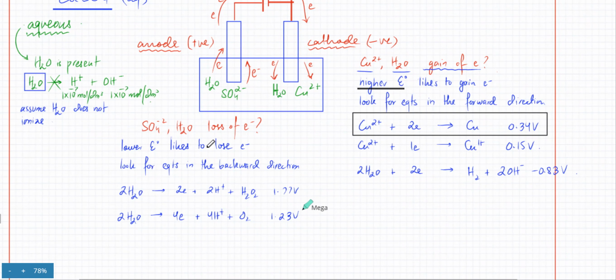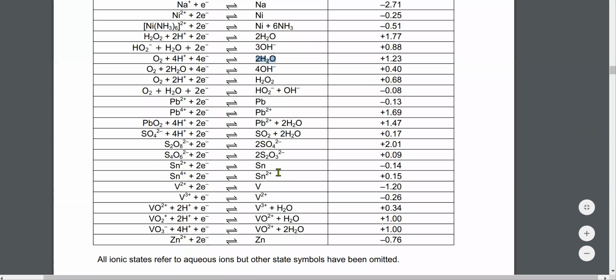Because I'm looking for equations where they lose electrons. And then there's SO4 2-. So I need to find SO4 2-, it might also lose electrons. So over here, there's SO4 2-, and if you look at this equation in the backward direction, it loses electrons.